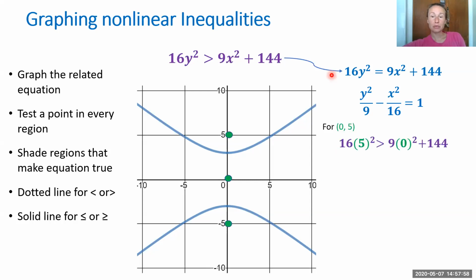So for our top region, (0, 5), we plug into our original inequality that x is 0, y is 5, and we see if it makes it true.